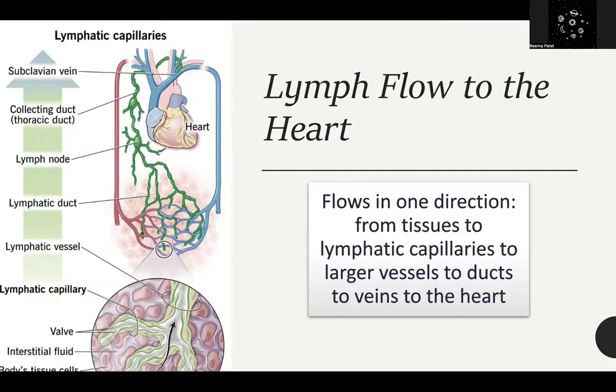For the flow to the heart, it flows in one direction. So it starts from the tissues to the capillaries, to the vessels, to the ducts, goes to the veins, and then goes to the heart.